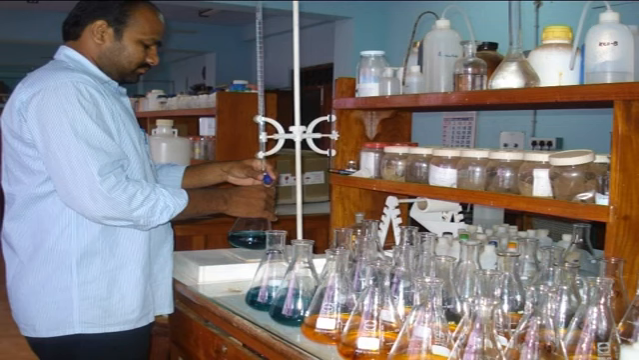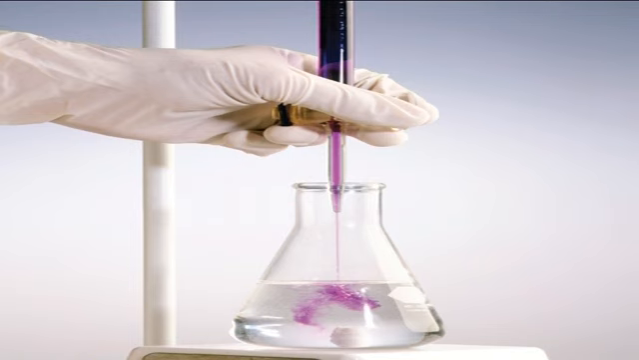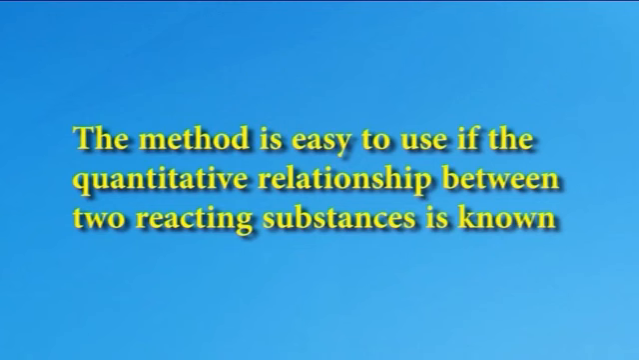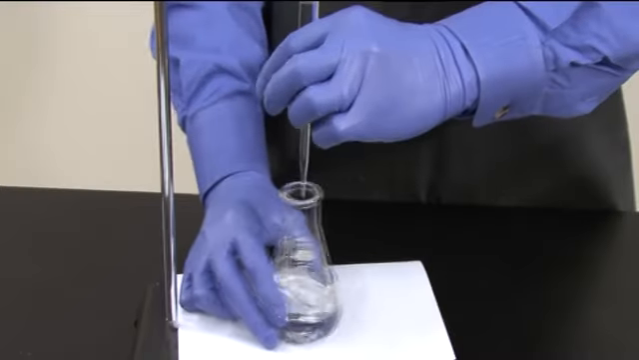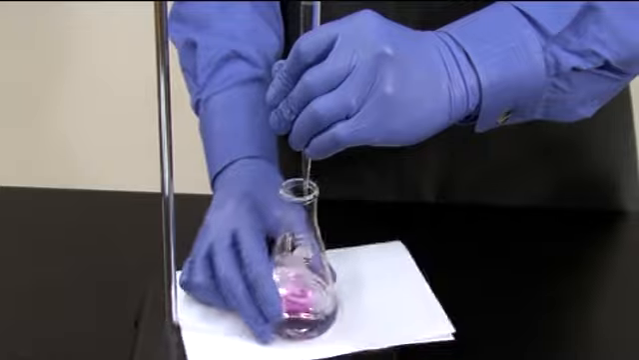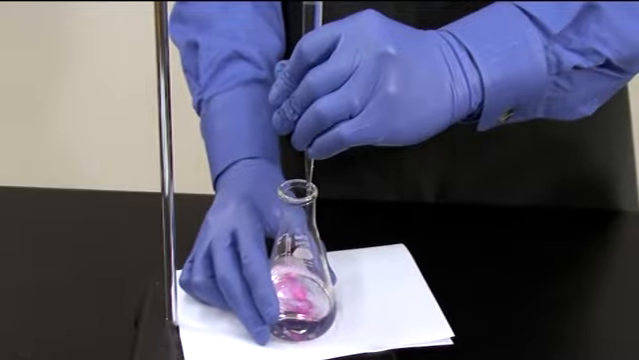Let us come to the fifth and last aspect of this topic, non-instrumental techniques. Titration is a common method for determining the amount or concentration of an unknown substance. The method is easy to use if the quantitative relationship between two reacting substances is known. The method is particularly well suited to acid-base and oxidation reduction reactions. Acid-base titrations are usually used to find the amount of a known acidic or basic substance through acid-base reactions.